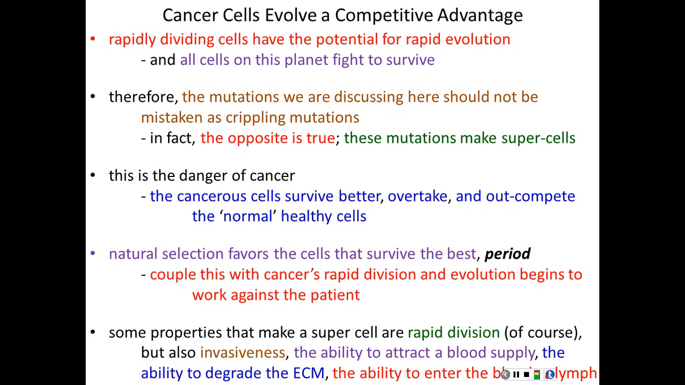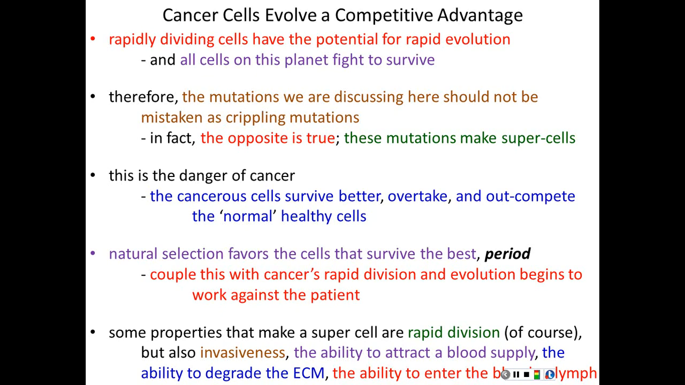Some properties that make cancer a supercell are the rapid division, of course. It's very easy to outcompete your neighbors when you're dividing and growing faster than them. But its invasiveness also. You get into your neighbor's area. You steal your neighbor's food supply. Cancer cells have the ability often to attract their own blood supply. Cancer cells can cause new blood vessels to grow towards the tumor, providing the tumor with the needed food that it needs to continue to grow.